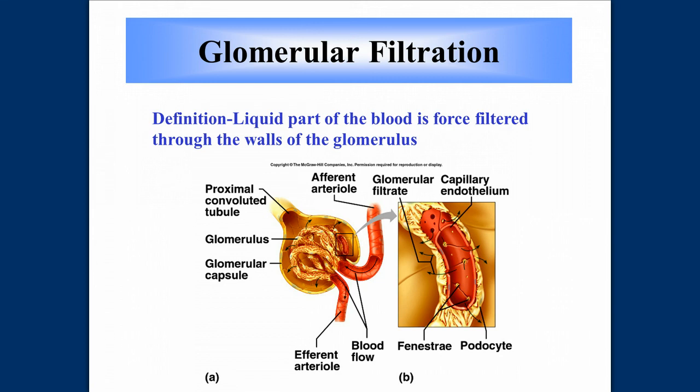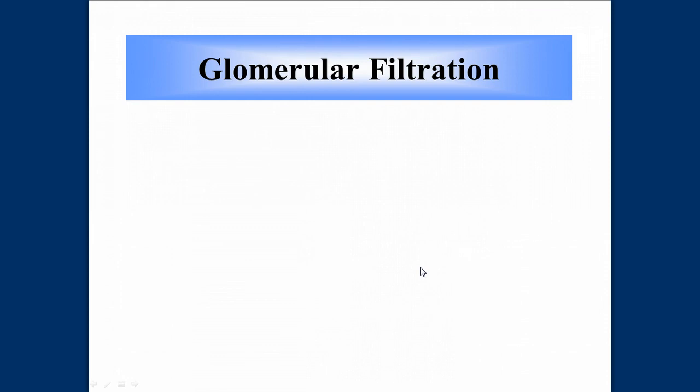Initially, it is not called urine; it is called glomerular filtrate. The definition is a liquid part of the blood is force filtered through the walls of the glomerulus, and that's glomerular filtration. You have the podocytes and the fenestrae in that capillary of the glomerulus.